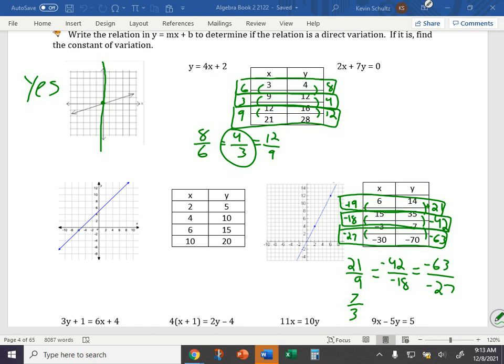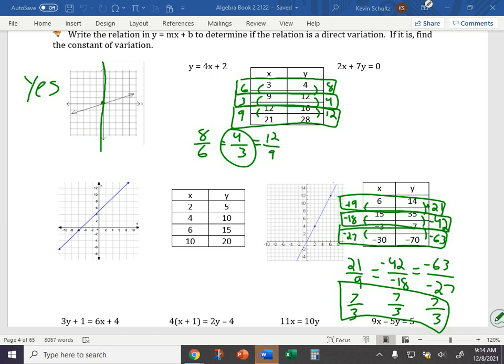What will negative 42 over negative 18 simplify to be? Positive 7/3. And what will negative 63 over negative 27 simplify to be? Spoiler alert, positive 7/3. So you really need to not just use the eye test, but actually mathematically conclude. So yes, this at least has a slope. We don't know if it's a direct variation yet because we have to plug it back in to find the y-intercept, but it does have slope. We at least have to explore.